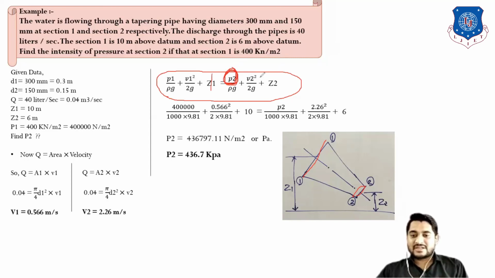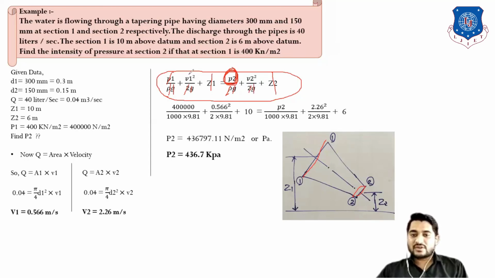So here Z1 and Z2 is already in the given data. P1 is already in the given data. For water, rho is 1000, g is 9.81. 2 into g is already given. Rho g for water is given. 2 into g is 9.81.